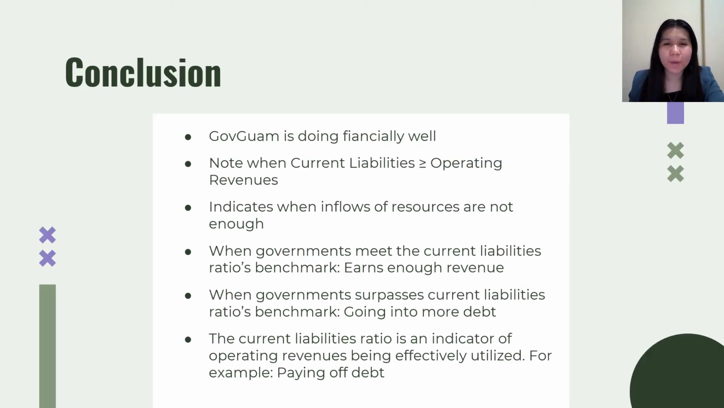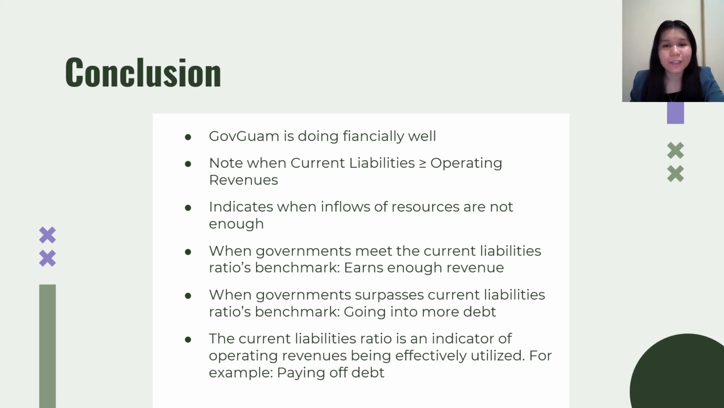Overall, the government of Guam appears to be doing financially well from the comparable current liabilities ratios of fiscal years 2016 to 2020. It is continuously important to note when short-term obligations exceed or are close to an equal quantity of general revenues. This is an indication that the inflows of resources are not enough to cover current liabilities, which can affect current operations that benefit citizens.